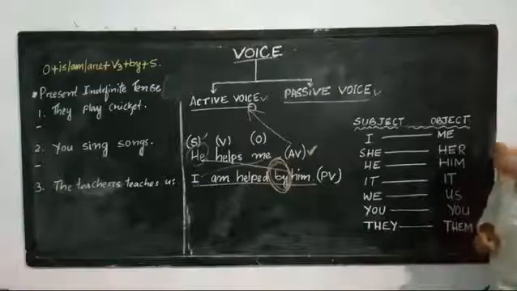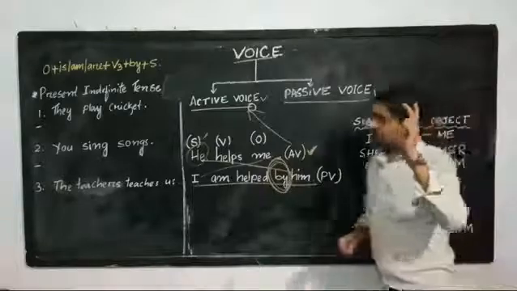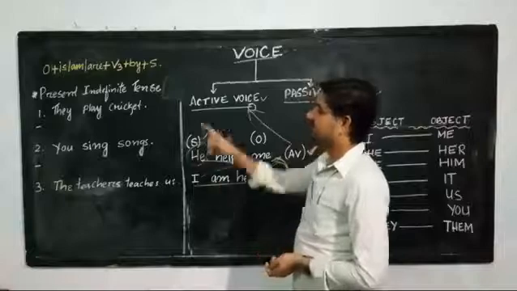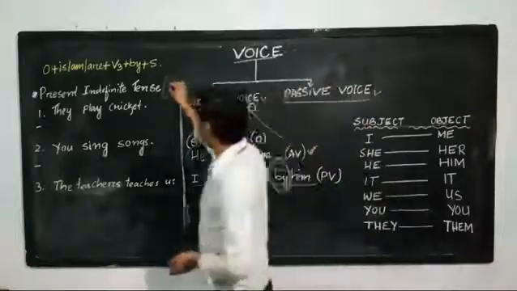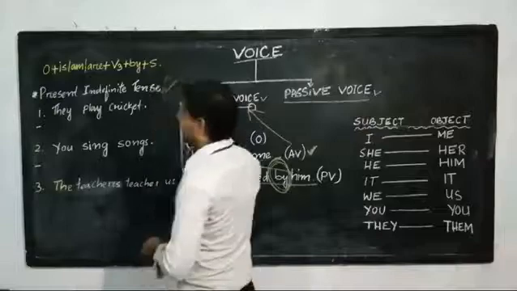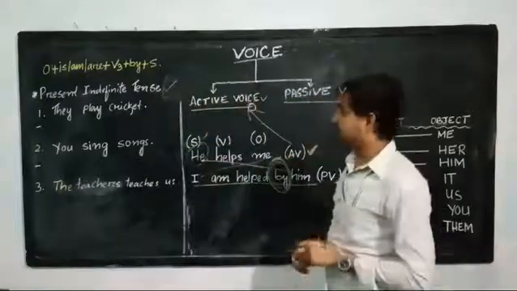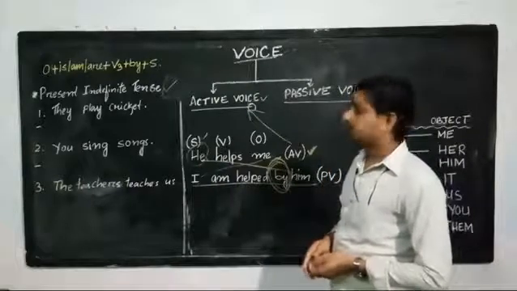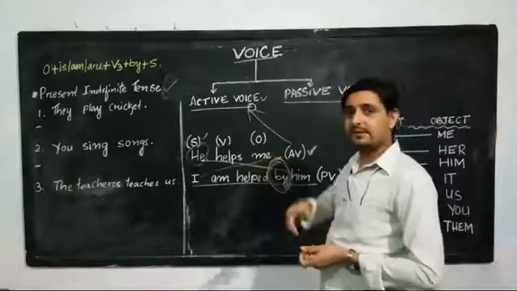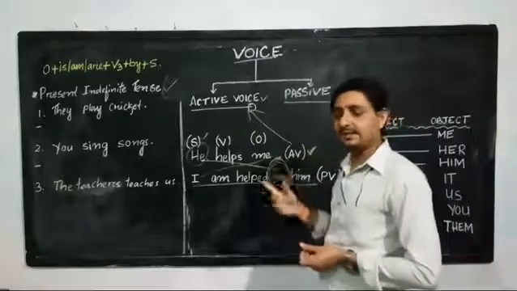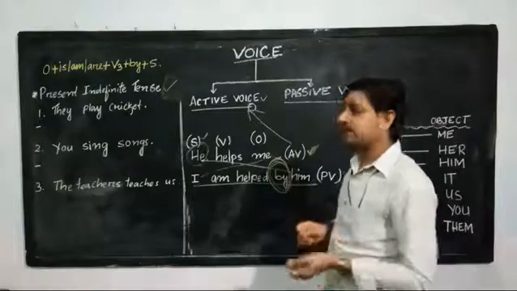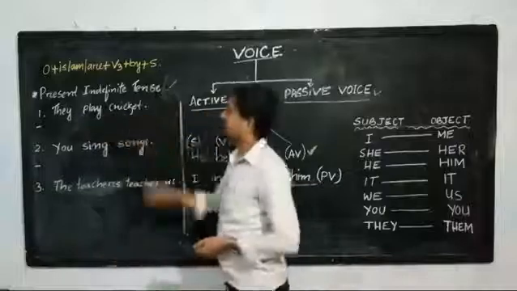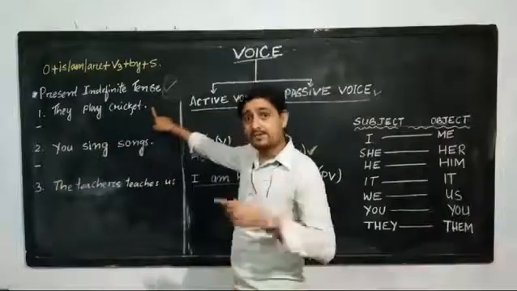Today I will teach you only from the first tense, that is, present indefinite tense. I told you in the last class that there are 12 tenses, and in each tense the active sentence will change into passive. Suppose this sentence: They play cricket. This is in present indefinite tense.